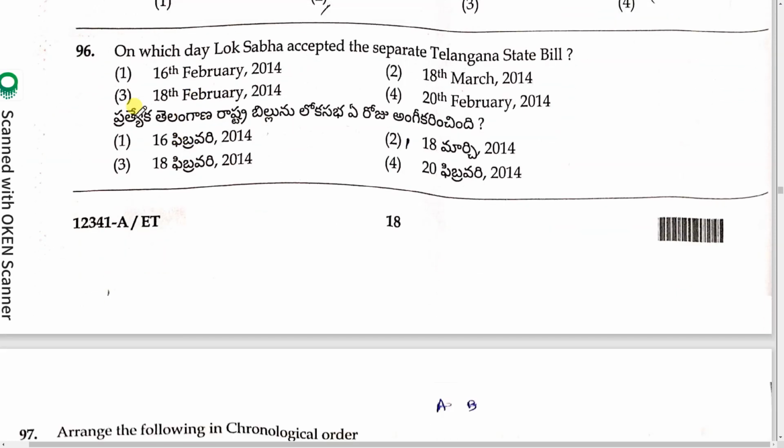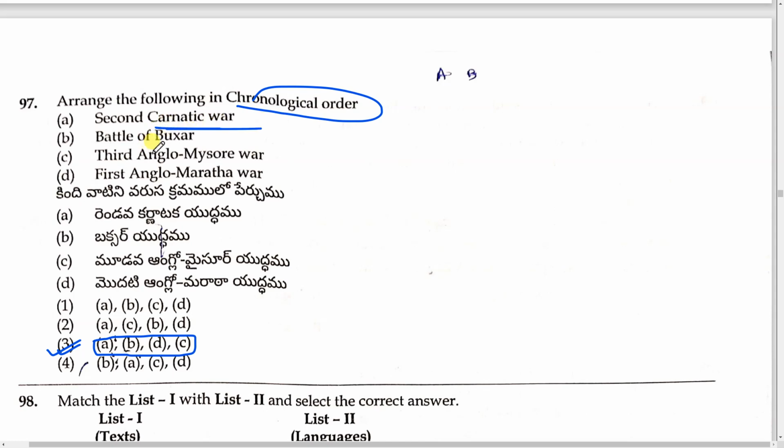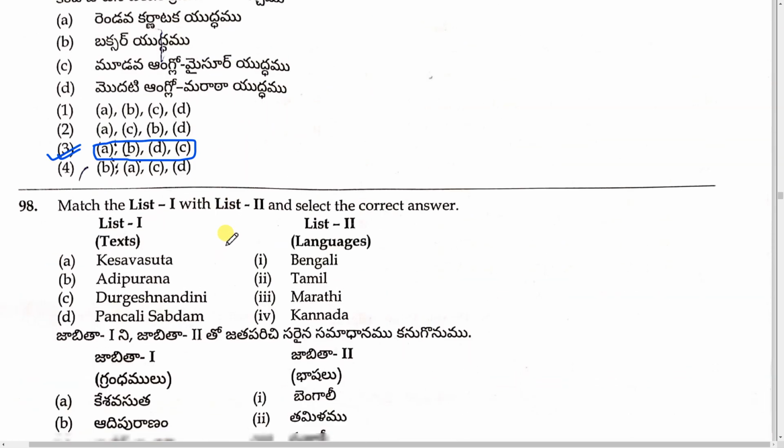The next question is the 96th. On which day did the Lok Sabha accept the separate Telangana state bill? The correct date is 18th February 2014. Arrange the following in chronological order. So we have to arrange it in chronological order. So the correct order is first A, B, and then D, C. Carnatic War, then Battle of Buxar, then First Anglo-Maratha War, and then Third Anglo-Mysore.